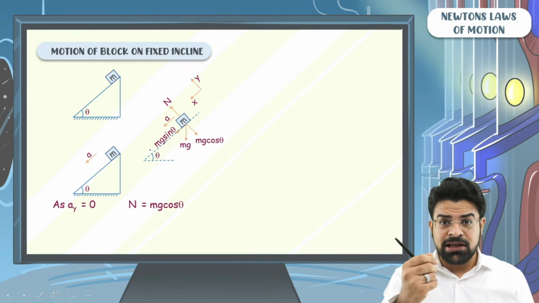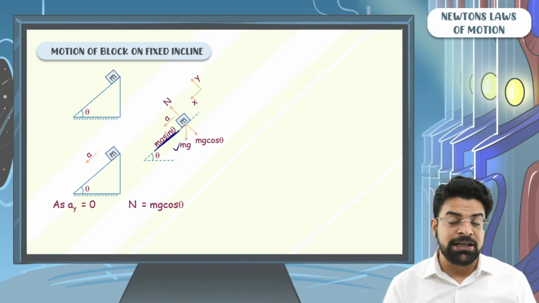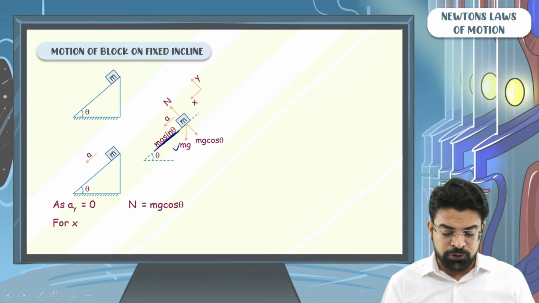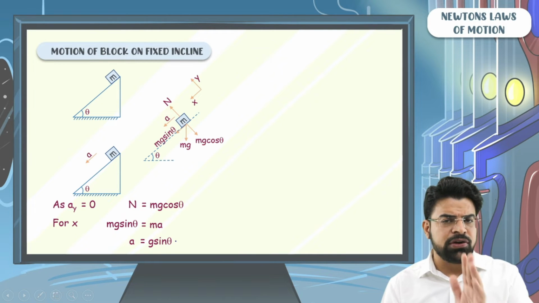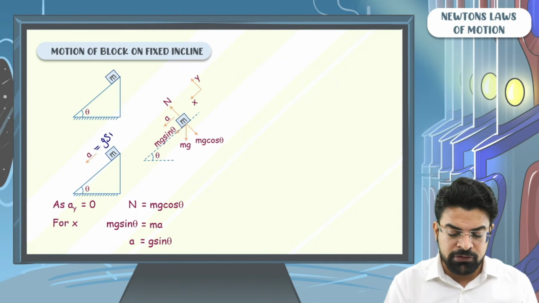So we can say there is only one force, which is the component of force of gravity along the x direction, which is mg sin theta. So net force in the direction of acceleration, mg sin theta, equals mass into acceleration. So the acceleration comes out to be g sin theta, and I know that you already know this. So the acceleration of this block down the incline will be g sin theta.